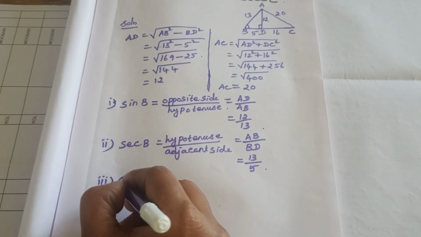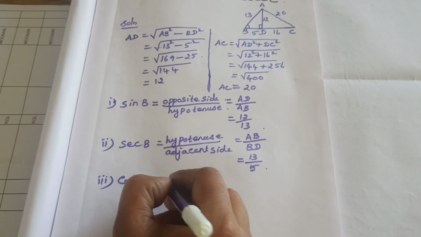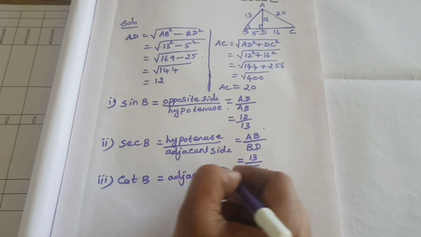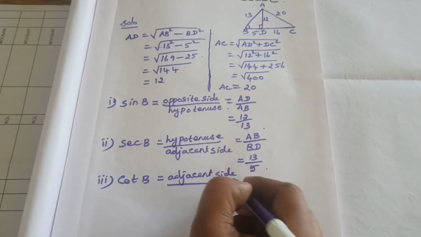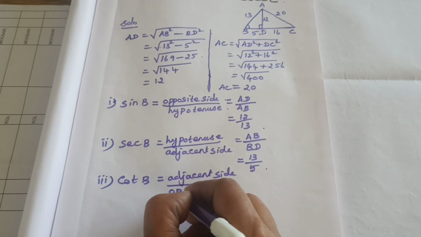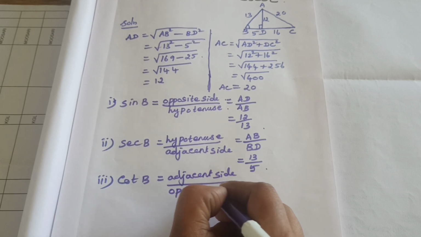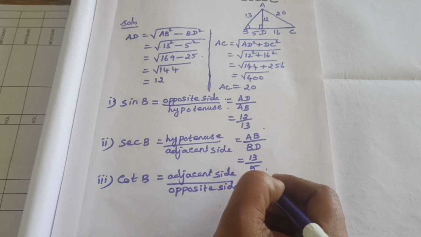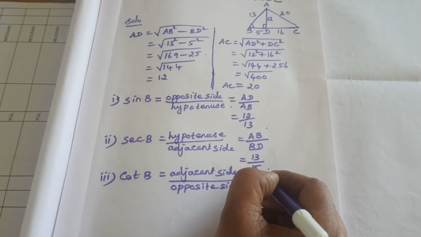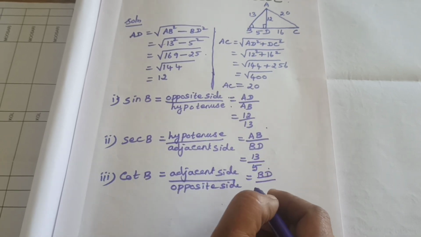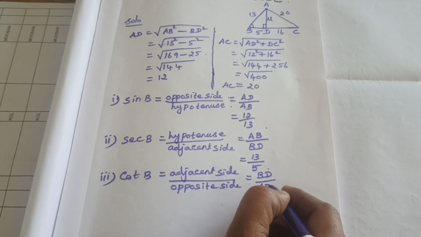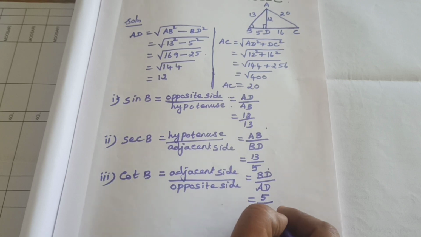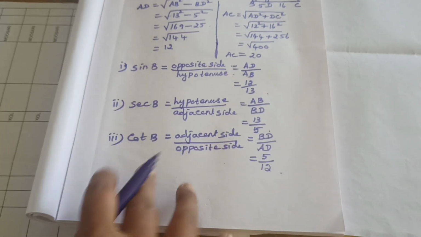Third one, cot B. Cot B is equal to, what's the formula? Adjacent side. Study all the formulas. Adjacent side divided by opposite side. Tan means opposite side divided by adjacent side. Here which is the adjacent side? BD is the adjacent side, divided by the opposite side AD. Then what's the value of BD? 5 divided by AD, which is 12. Correct? Like that.